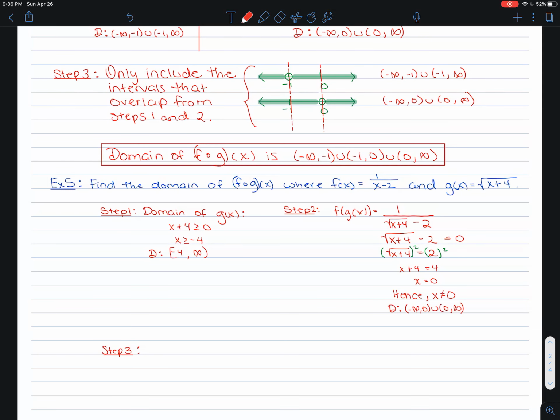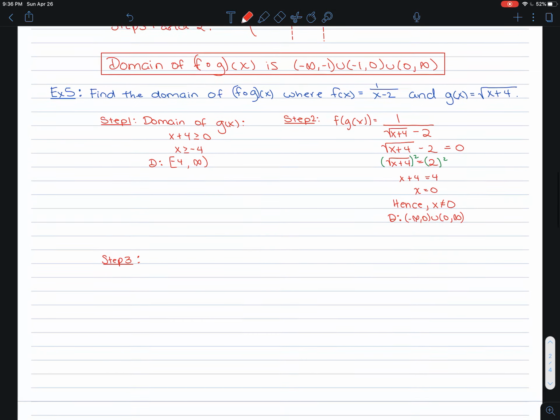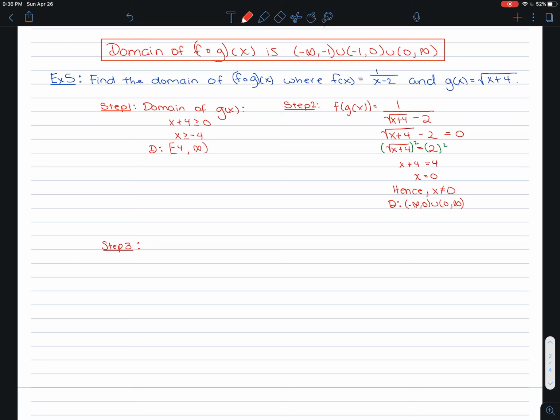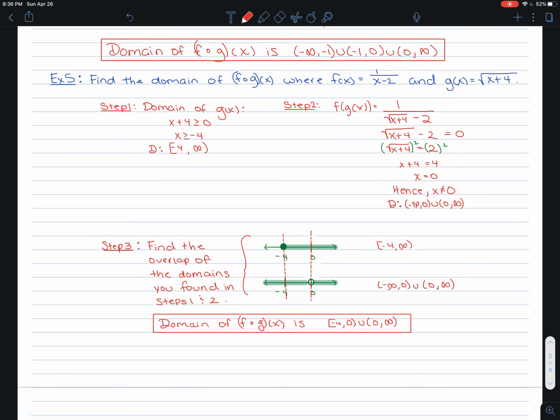And then I'm going to do the same thing I did above. I'm just going to draw a number line and put our answers there because it's easier to visualize and see where these overlap. So as you can see, negative infinity to negative 4 is not going to be included since it doesn't overlap with our first answer. And then our domain starts at negative 4, goes all the way to 0. We cannot include 0. And then union 0 to infinity.